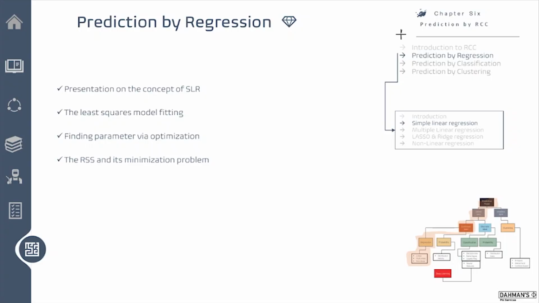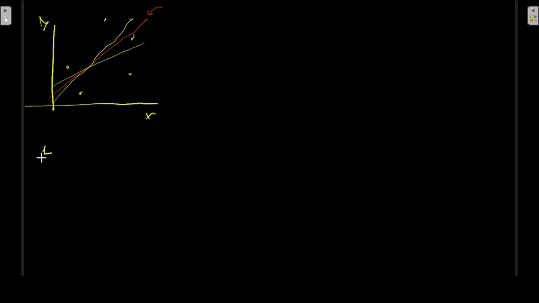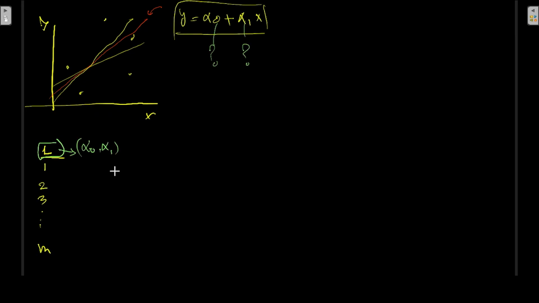Hi, welcome back. So we're in Chapter 6, Prediction by Regression, at the outline of Prediction by Regression, to discuss the sub-outline of simple linear regression. I could say, well, this is one line, this is the second line, the third line, any number of lines. Which one of these lines is the best? So we need a mechanism to understand how to answer this question.